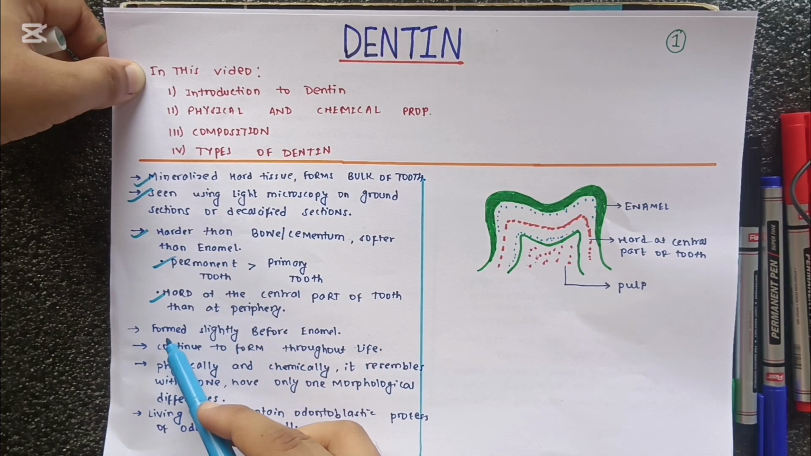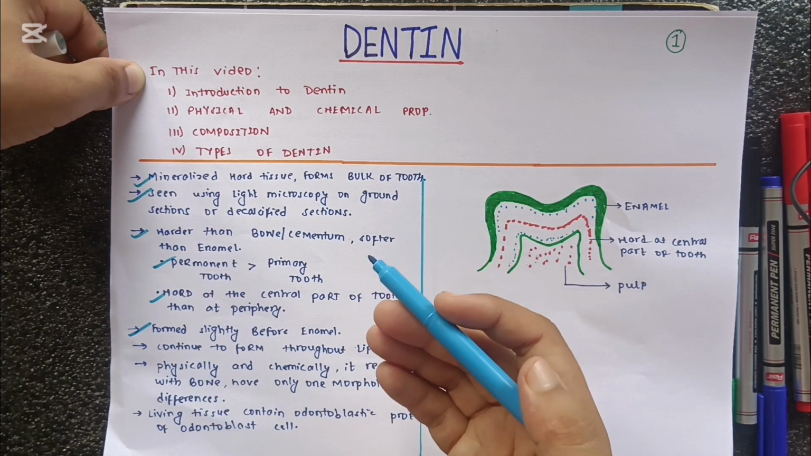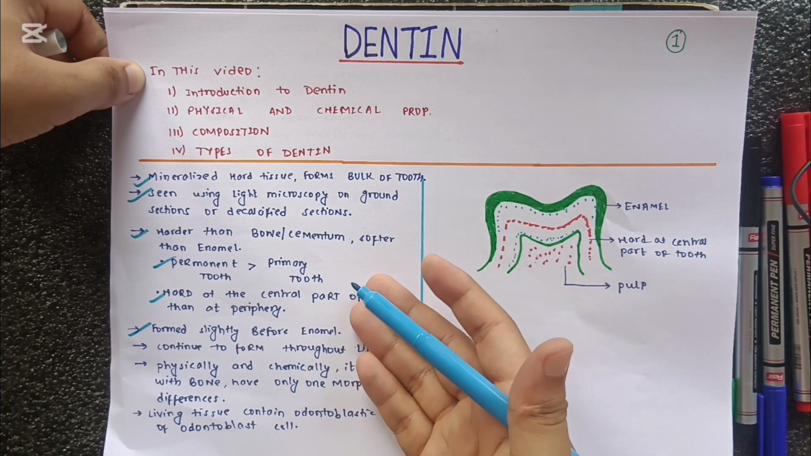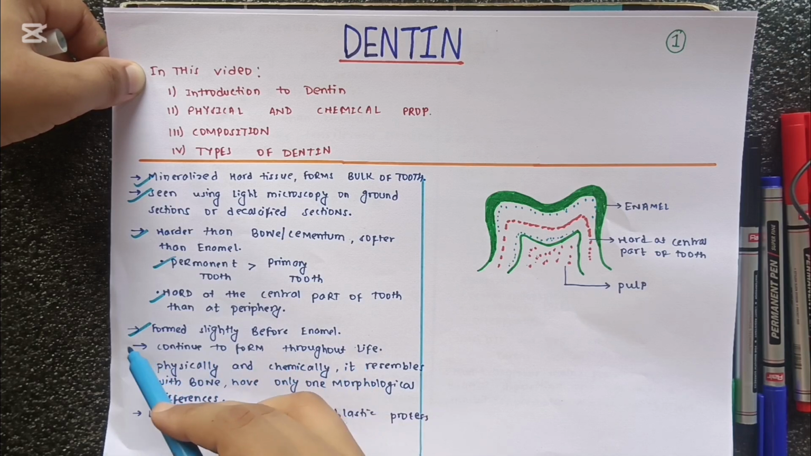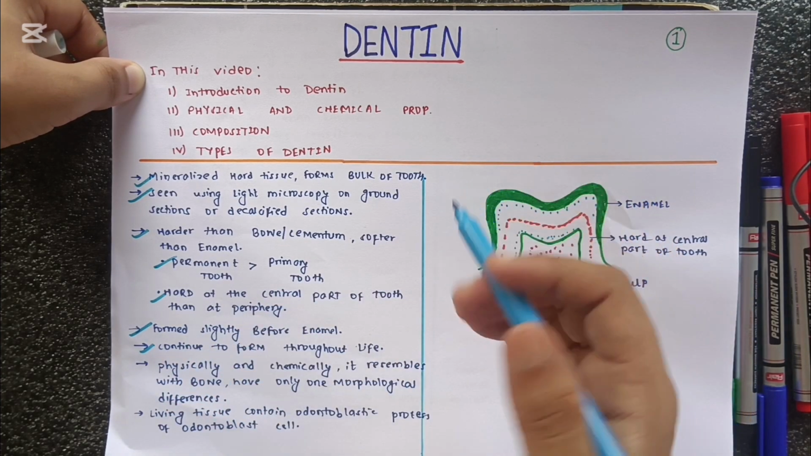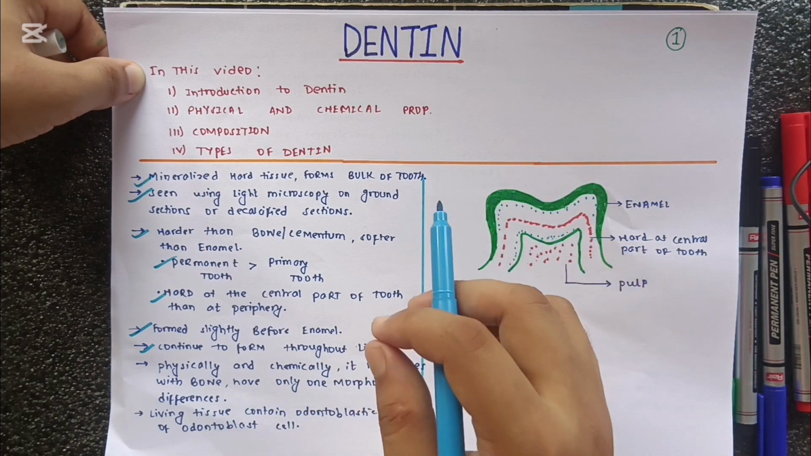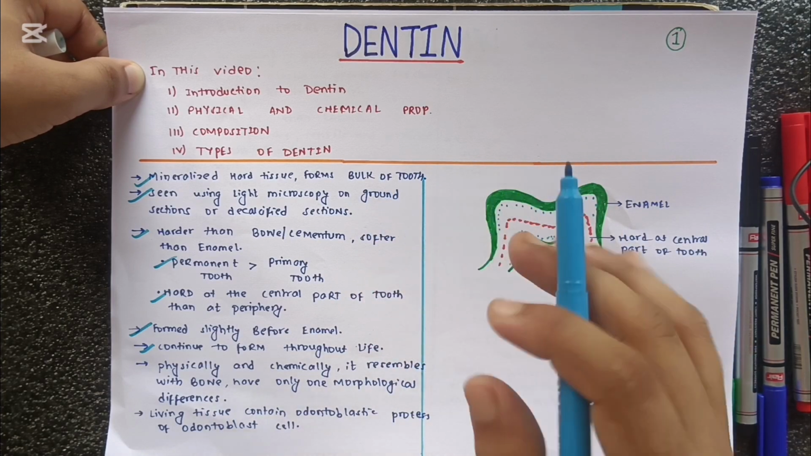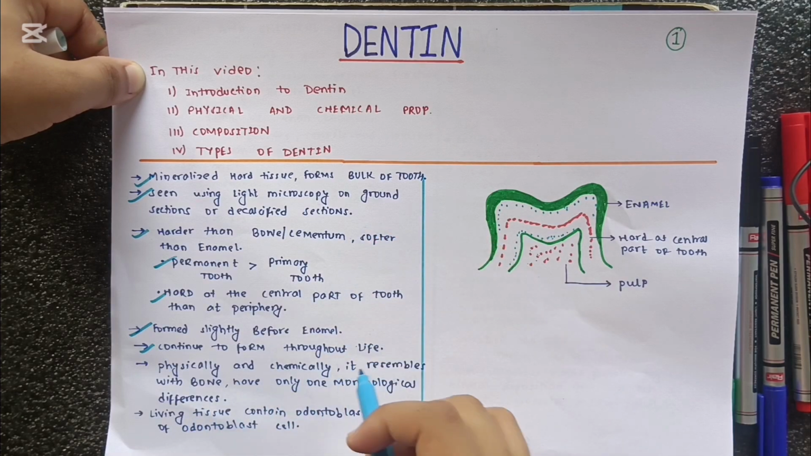After that, I have written here that it is formed slightly before the enamel. When I discuss odontogenesis, I will discuss this point clearly; there we will see that dentin forms earlier than the enamel. After that it continues to form throughout life. Unlike the enamel, once enamel is formed, if it is destroyed or altered, it can't be formed again. But dentin is a living tissue, not just a substance, so it is formed throughout life.